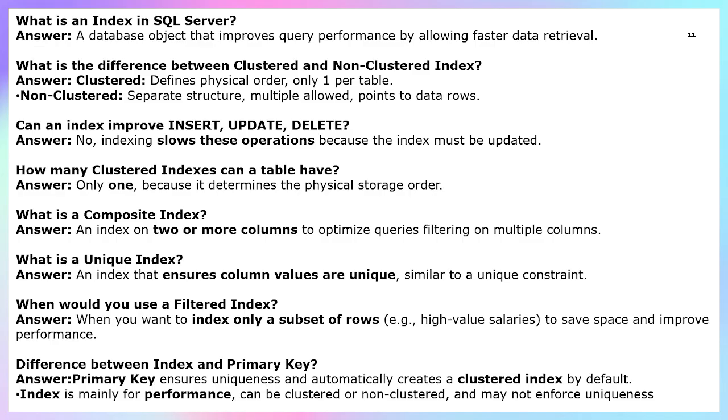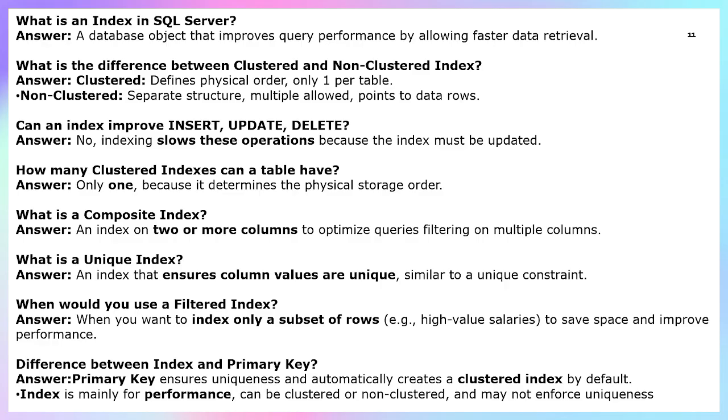What is a composite index? A composite index is an index on two or more columns to optimize queries filtering multiple columns. What is a unique index? A unique index is an index that ensures the column values are unique, similar to a unique constraint. When would you use a filtered index? When you want to index only a subset of rows to save space and improve performance.